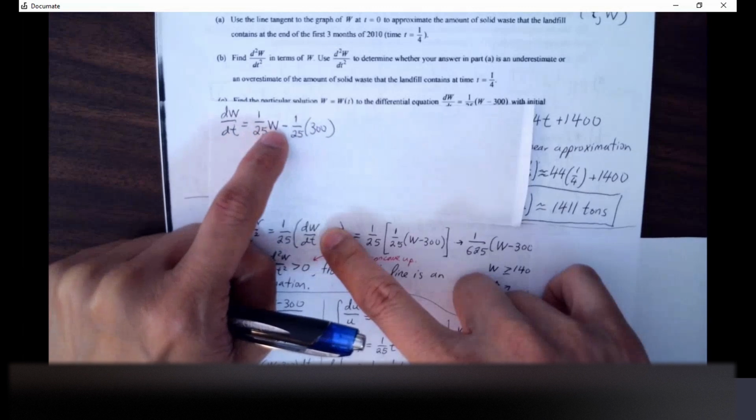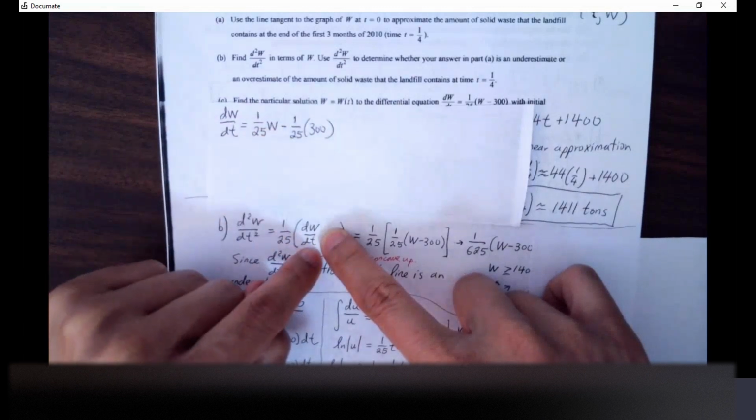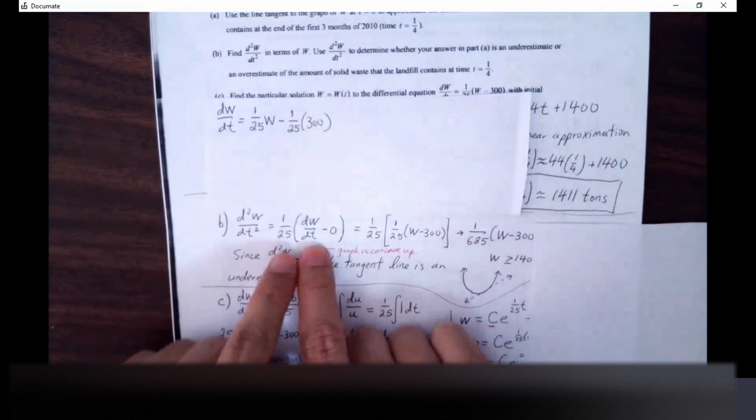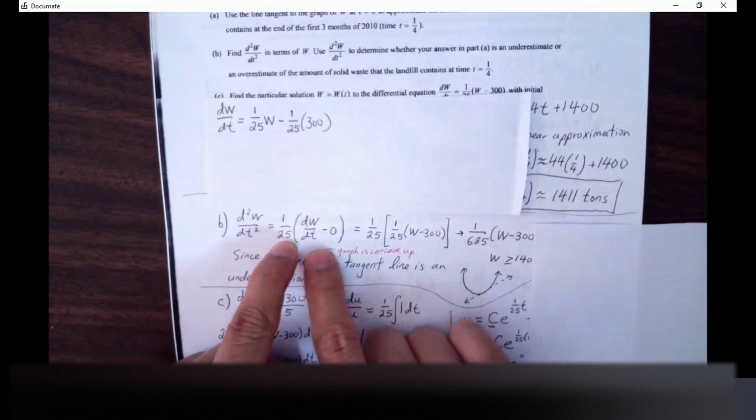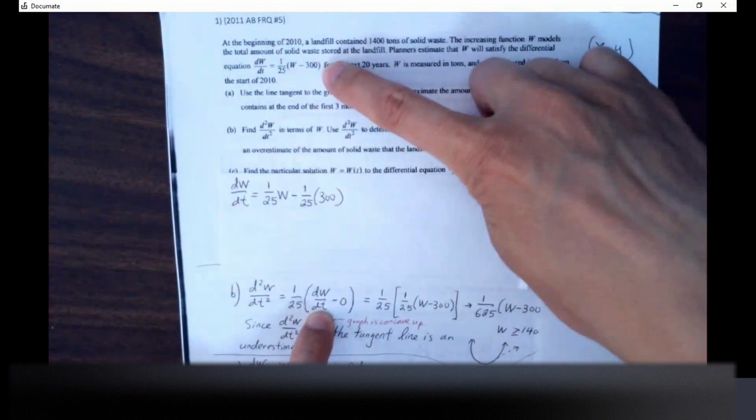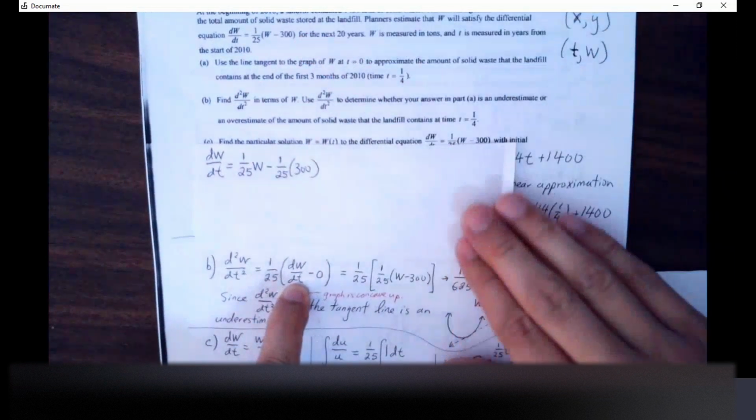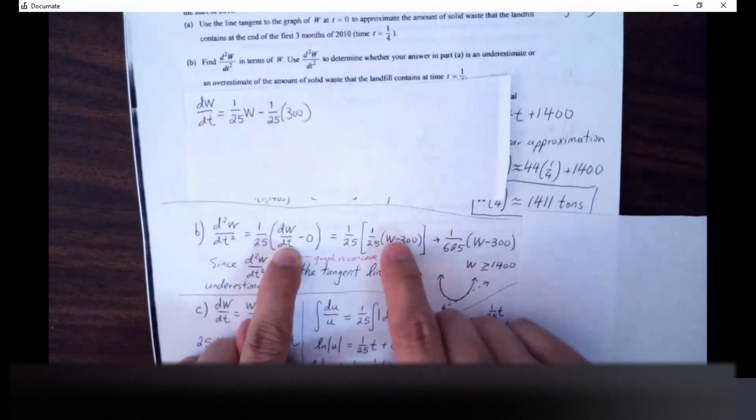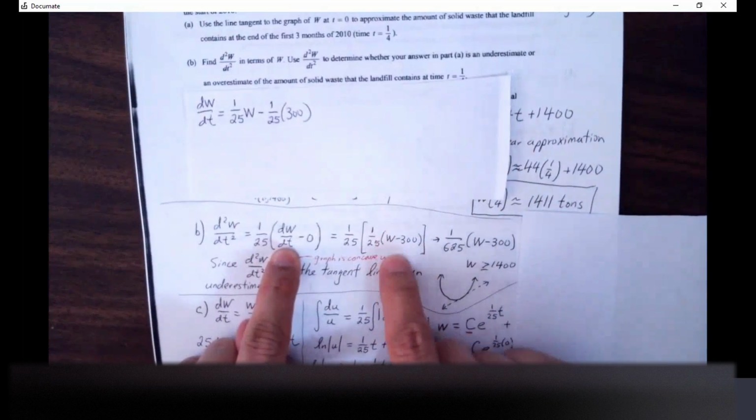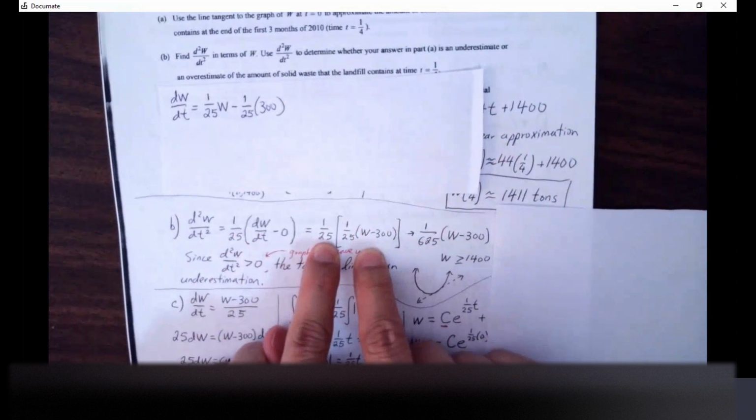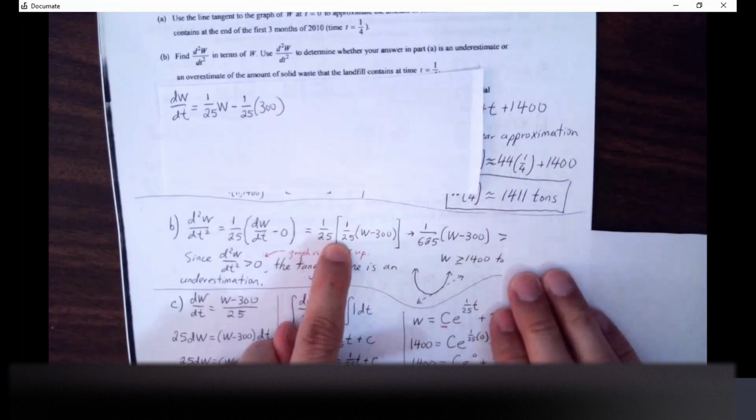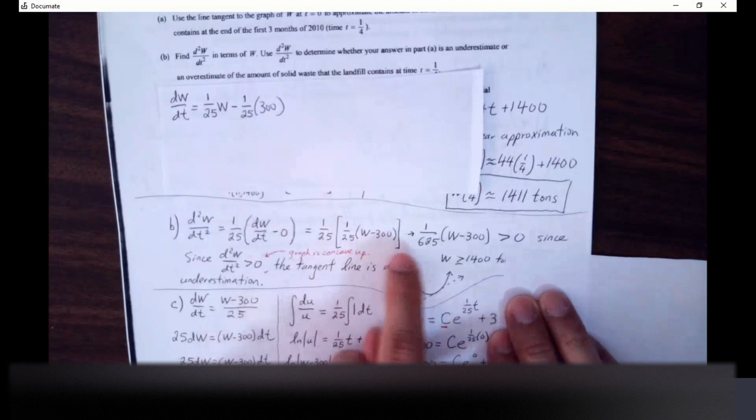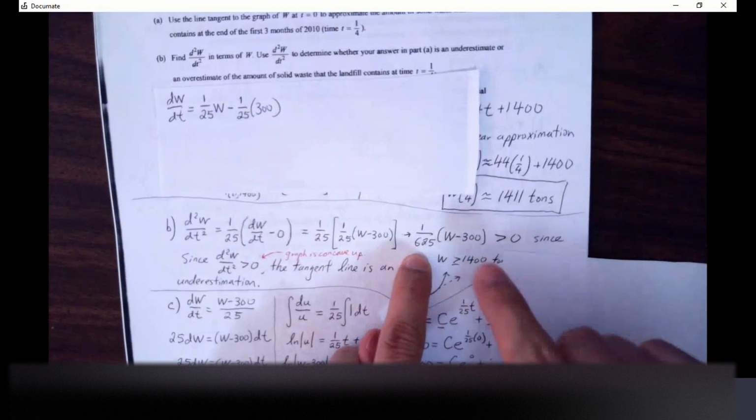Okay, because w becomes w prime, which we represent as dw dt. So if this is the second derivative equation, then we can make some progress because we know dw dt. If we go back to the original problem, it's just 1/25 parentheses w minus 300. So if I replace dw dt with my original problem, now I have the second derivative in terms of w. Okay, 1/25 times 1/25 becomes 1/625 times w minus 300.